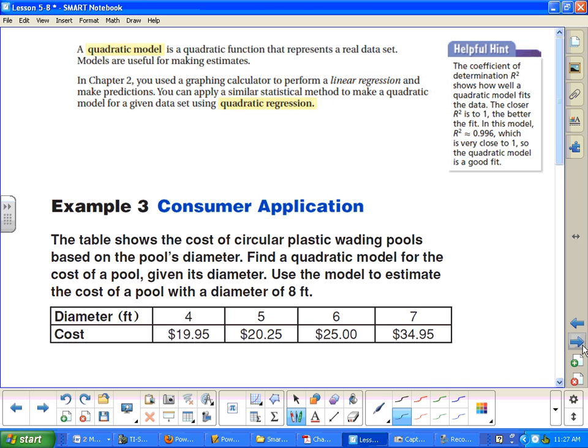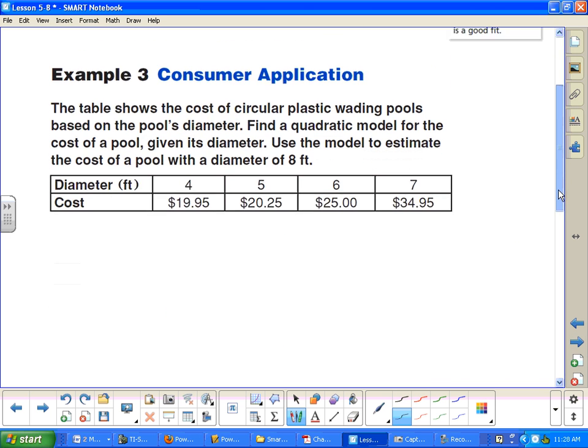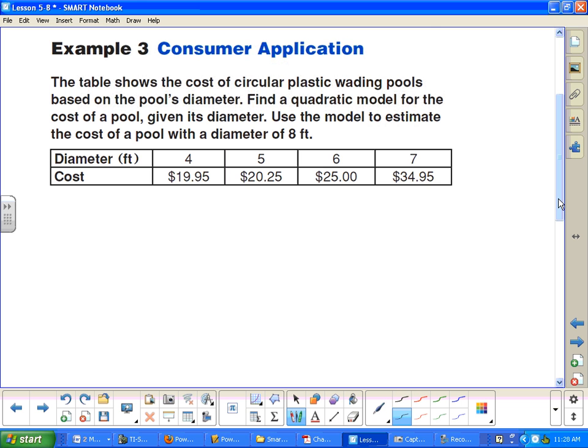All right, so we're going to do this problem here also in the time we have left. A table shows the cost of circular plastic wading pools based on the pool's diameter.